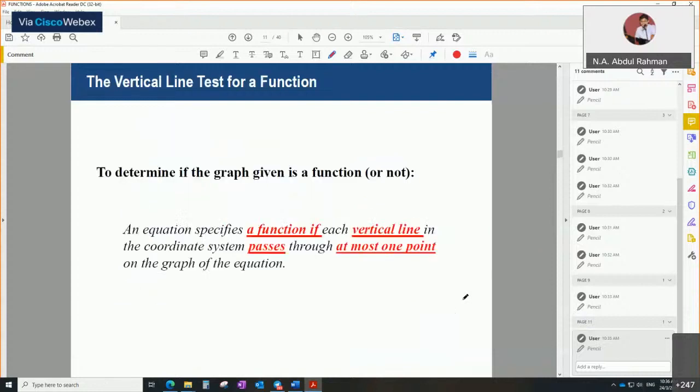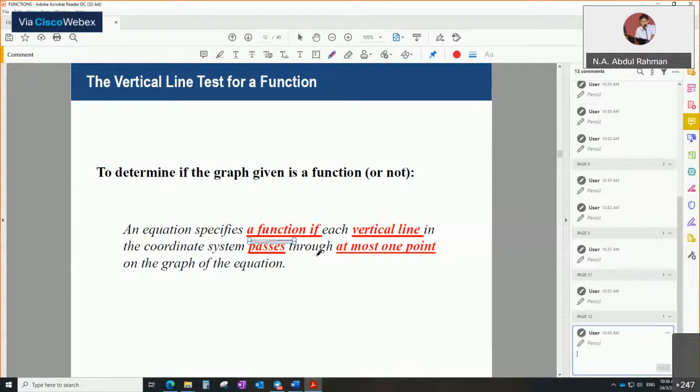Okay. So next we have how to determine if a graph is a given function or not. Of course, the simplest way is by using the vertical line test for a function. So technically, an equation specifies a function if each vertical line in the coordinate system passes through at most one point on the graph of the equation.